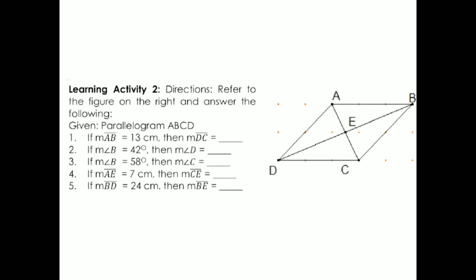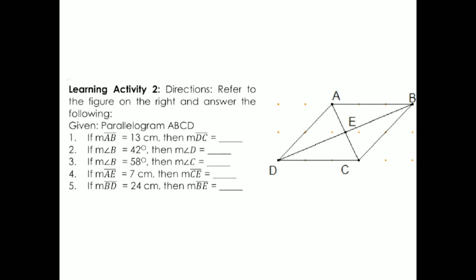Then next one, learning activity number 2. Direction: refer to the figure on the right and answer the following given the parallelogram ABCD. Question number 1: if side AB is 13 centimeters, then side DC is what? What is the length of side DC? Number 2: if angle B is 42 degrees, then angle D is what? Number 3: angle B is 58 degrees, then angle C is what? So that is the missing part, let's find it.